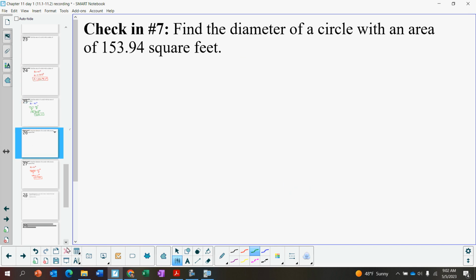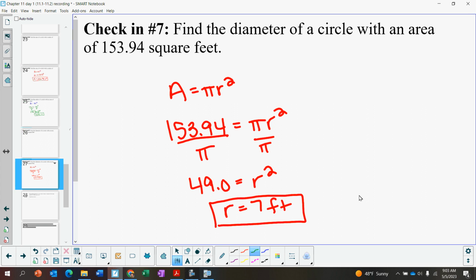You can go ahead and try the next one. Pause. When you're ready to see the answer, hit play. All right. So this one, ooh, I didn't even check my answer here. Find the diameter of a circle with an area of 153.94 square feet. So I do all this work and I get a radius of 7, but that's not exactly what they asked for. They want the diameter. So I need to multiply this by 2, and I actually get a diameter of 14 feet.